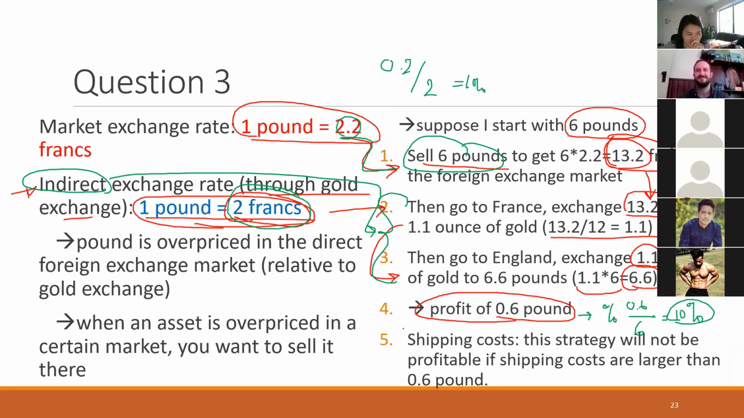The second question is, what is the effect of shipping costs on my strategy? As you can see from these transactions, there are a few steps. First, I go to the exchange market, sell the pounds to get the francs, then I go to France, exchange it for gold, and then I go to England and exchange gold for pounds. So there are significant shipping costs for this strategy. If the shipping costs are higher than my profits, it's not worth it for me to exercise this strategy. So when the shipping cost is higher than 10%, maybe it's not worth it to do this arbitrage strategy.